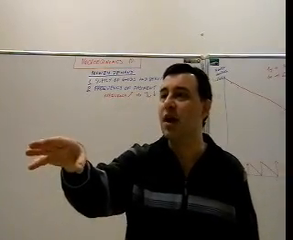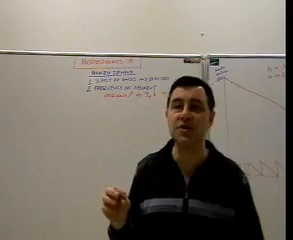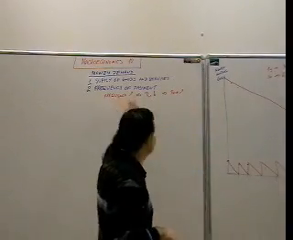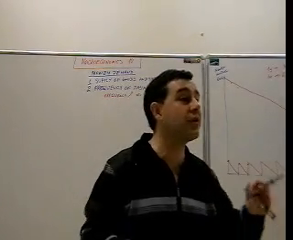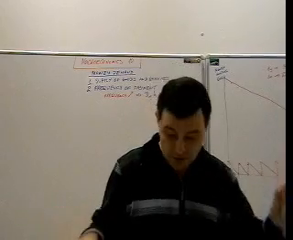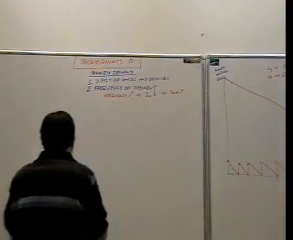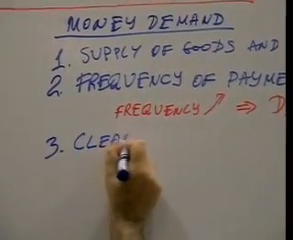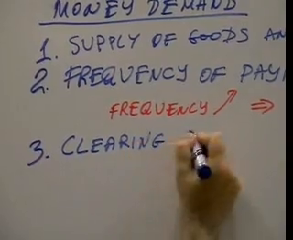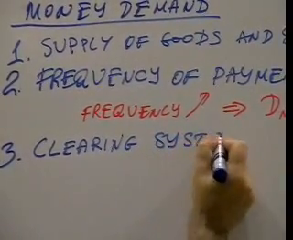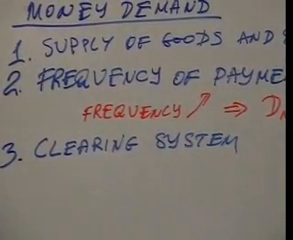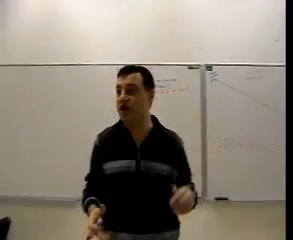Does this hopefully answer or help you understand? Any other questions up to point two before we move on to three? Any questions? All right, so three is, let's see what is three. Oh, three is a clearing system. So what is a clearing system?